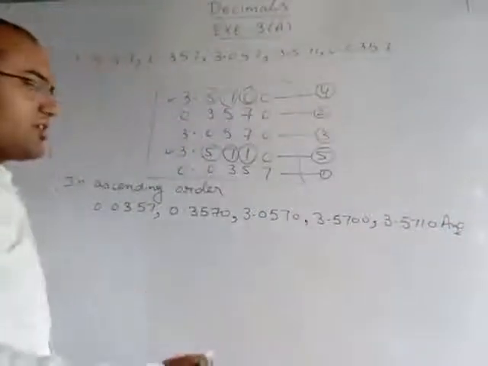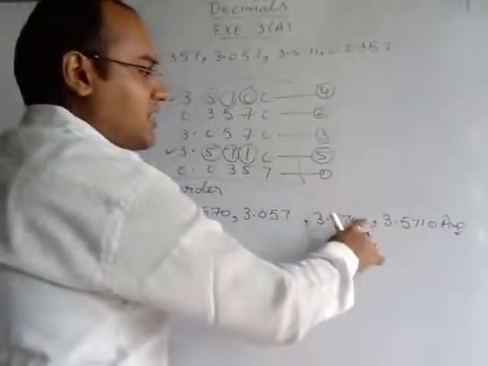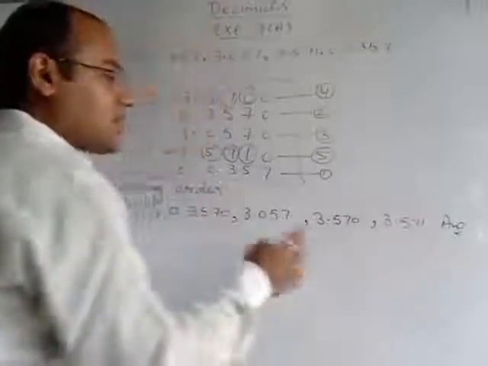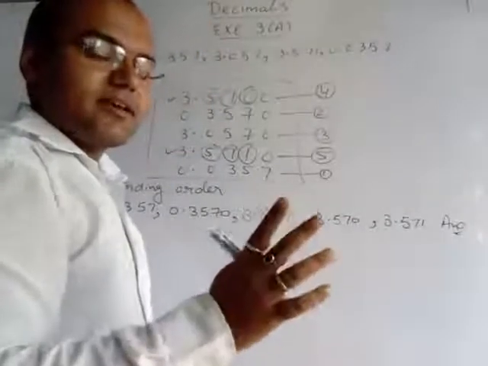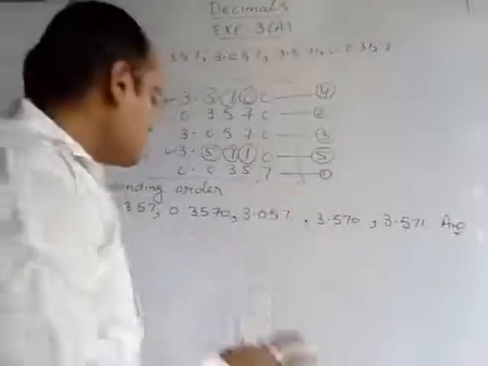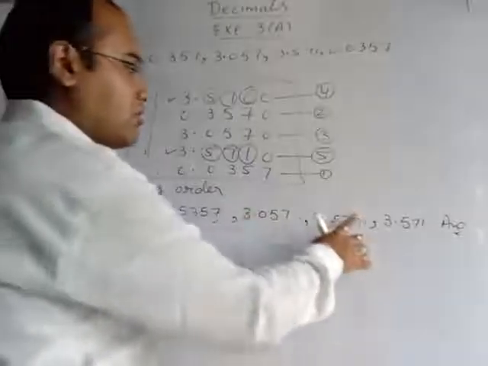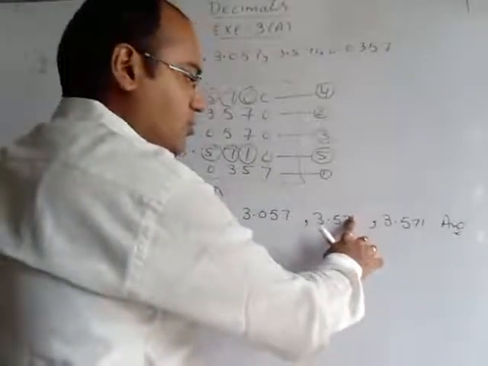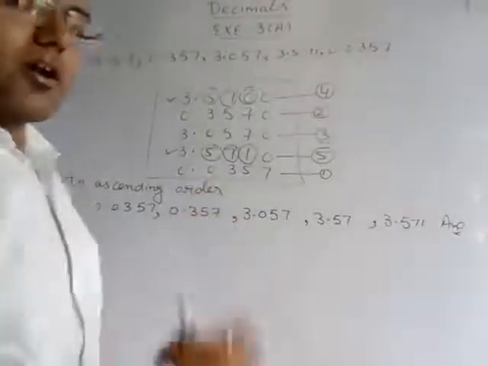In the answer sheet, these last zeros will not be there. Why will these zeros not be there? Because after the point, if 0 is coming at the end, then that 0 does not have any value. So it is your choice whether at the end we write 0 or not. It is not compulsory to write these 0. So this is your final answer of this question number 3, first part.